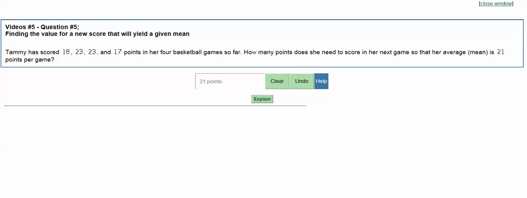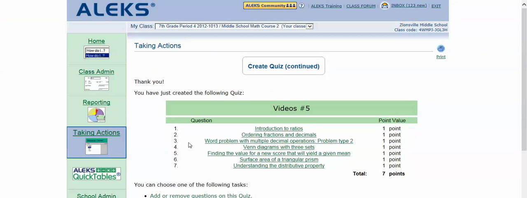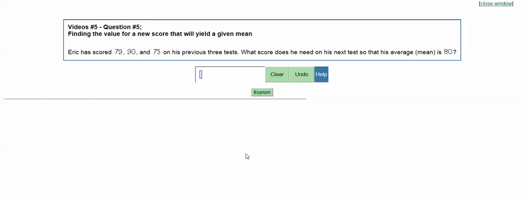Let's solve another one of these, just because I really want you to see that you do not have to use guess and check to solve these. So the topic is called Finding the Value for a New Score That Will Yield a Given Mean. So if Eric has scored 79, 90, and 75 on his previous 3 tests, what score does he need on his next test so his average or mean score is an 80? So let's say that he wants to say when he's done with his class, I had an average of 80. Here's his 3 tests so far.